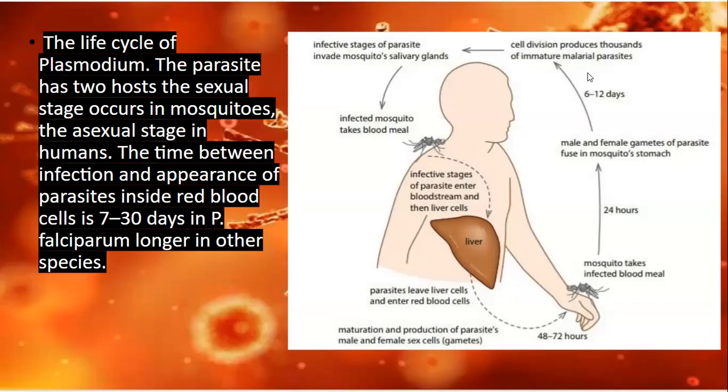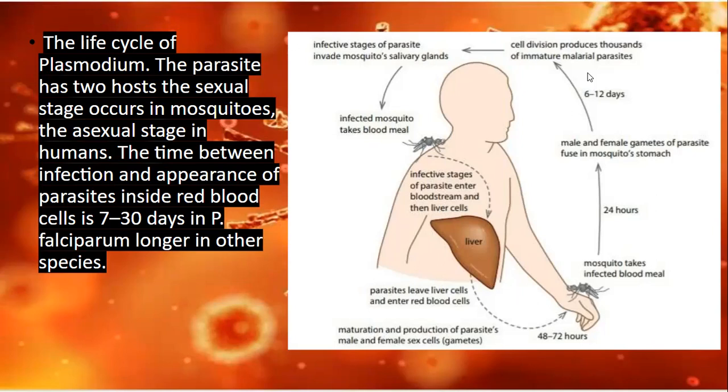The time between infection and appearance of parasites inside red blood cells is 7 to 30 days in Plasmodium falciparum, and longer in other species. Look at the diagram. We see that an infected mosquito takes a blood meal from an infected person. Infective stages of the parasite enter the bloodstream and then liver cells.